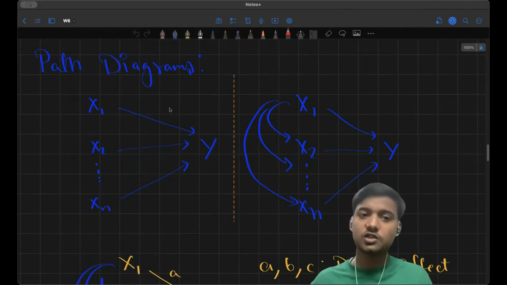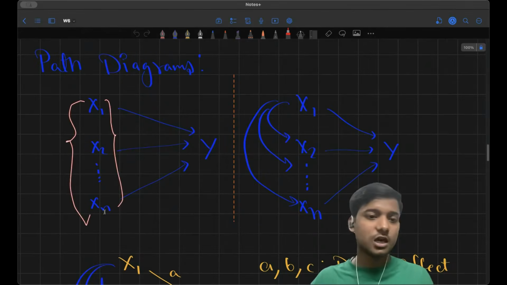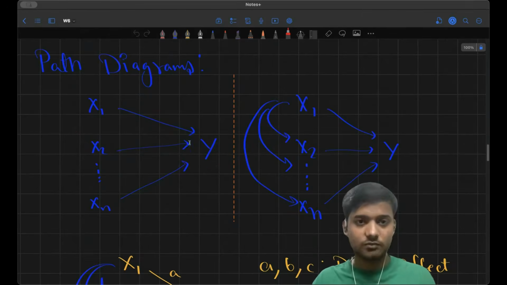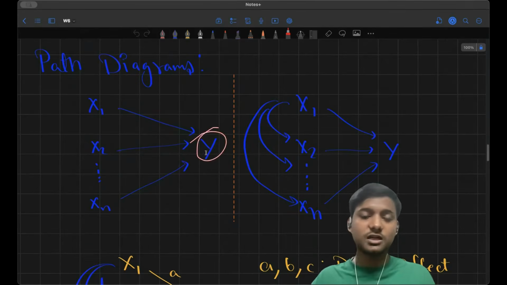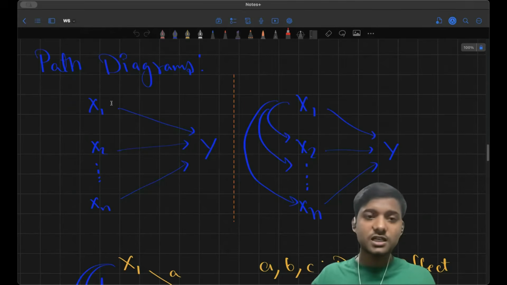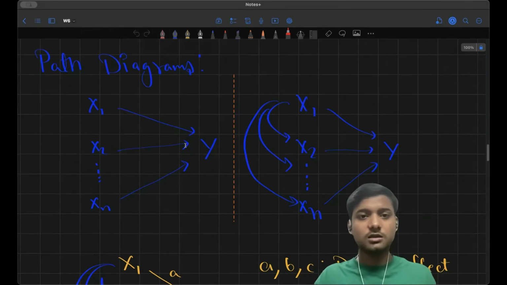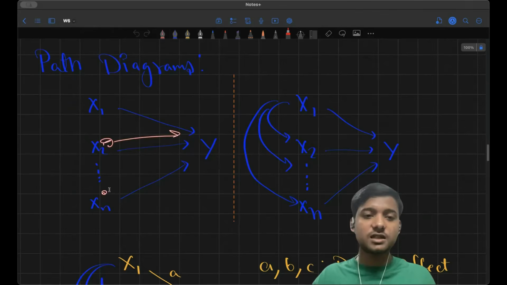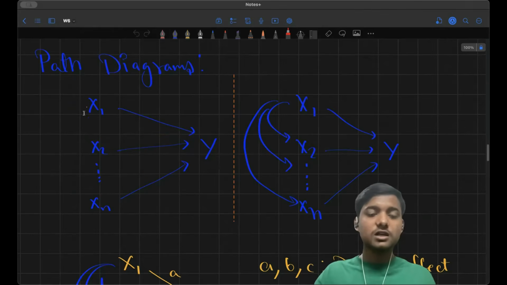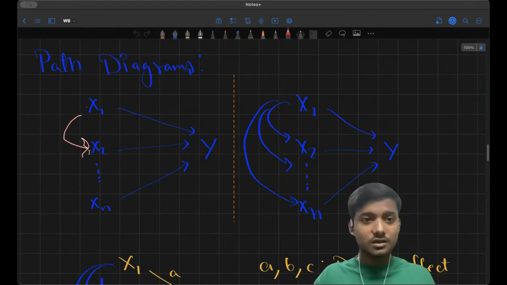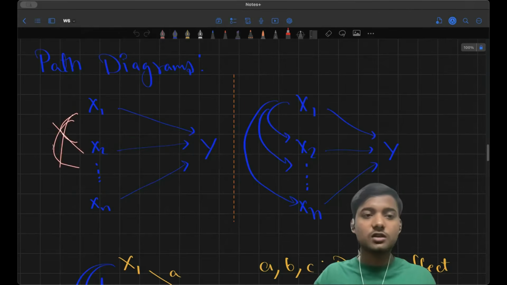So we have x1, x2, up till xn. These are all my explanatory variables, or you can say input variables. And this y is what I am observing. This is my predicted variable. So if I change x1 by, let's say, something, y also gets affected, because that is why x1 is an input, right? Similarly, if I change x2, y also gets affected. If I change xn, y also gets affected. So here you can see that my x1 is not affecting my x2, right? My x1 is not affecting x3 and so on and so forth. So that is why I don't have arrows on this side.